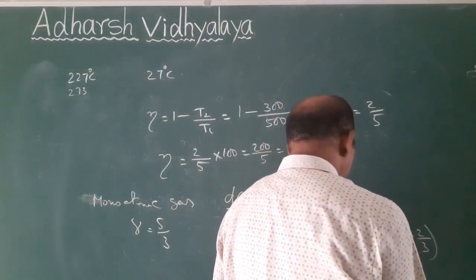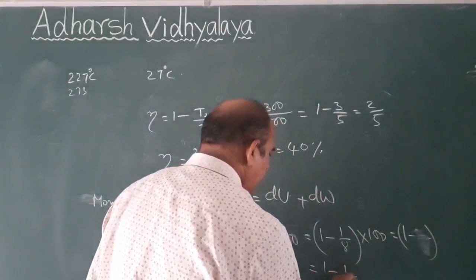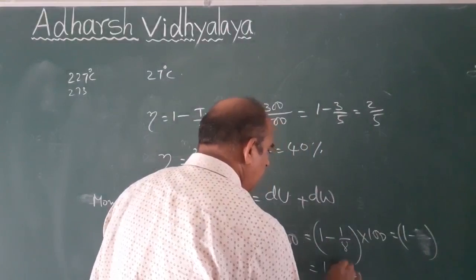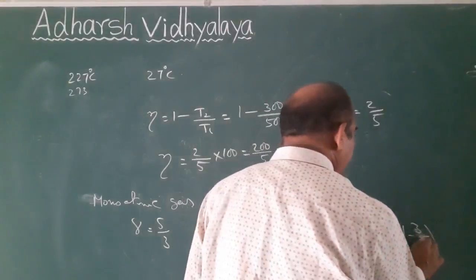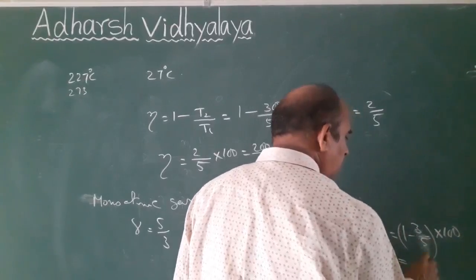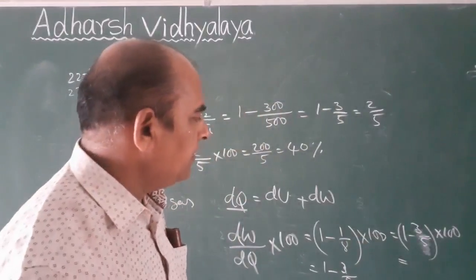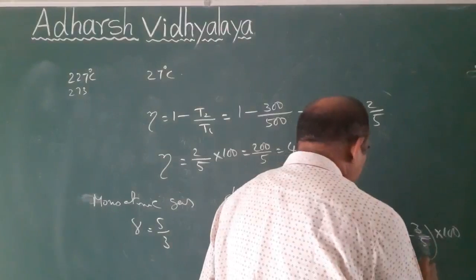1 minus 2 by 5. 1 minus 1 by 5 by 3. Okay, 3 by 5. So 3 by 5 into 100. So that is equal to 1 minus 3 by 5. 1 minus 3 by 5 is 2 by 5 into 100.